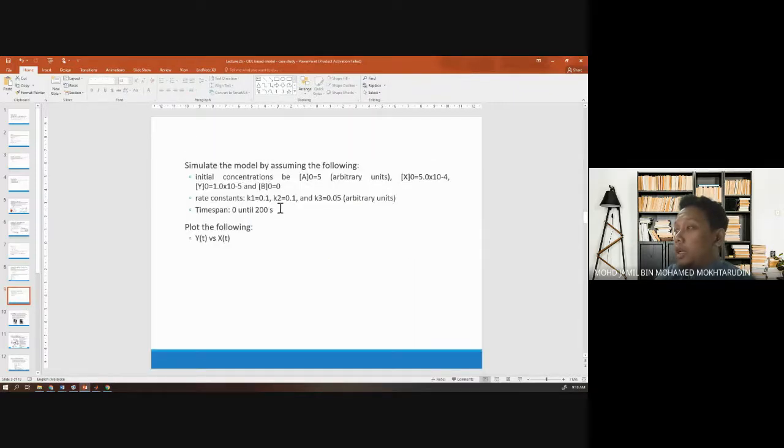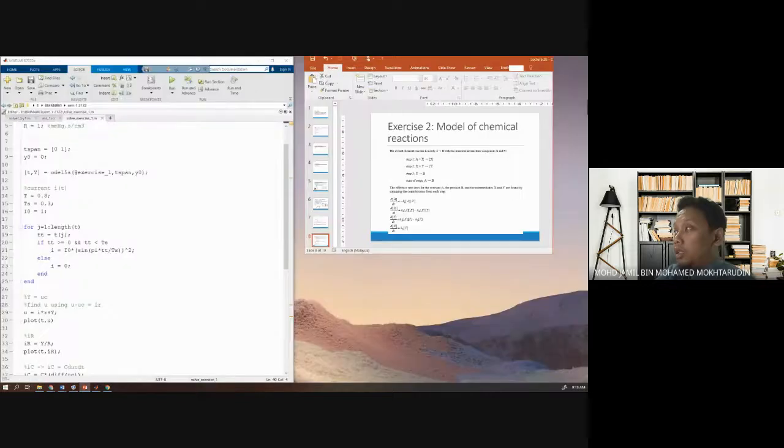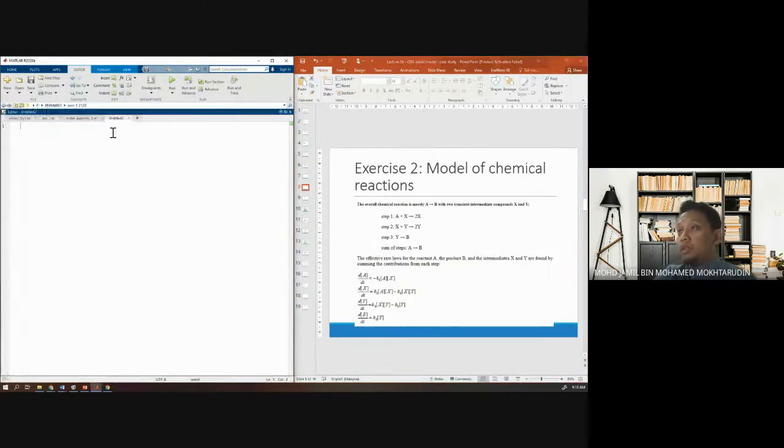Okay, so let's try to simulate this model. So let's try to write the code for this ODE in MATLAB. So as usual, you start with function of the ODE. So dy dt equals, maybe now we name it exercise number 2. Okay, so we write for A first, dA dt. So dy dt, because we still use dy dt, so we cannot use dA dt because we define it here, dy dt. But this is the first equation, so you simply write dy dt equation number 1.